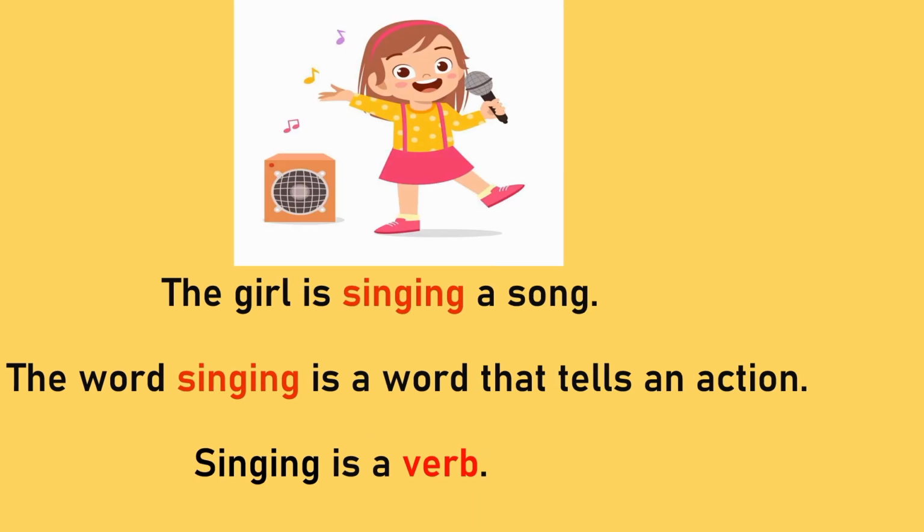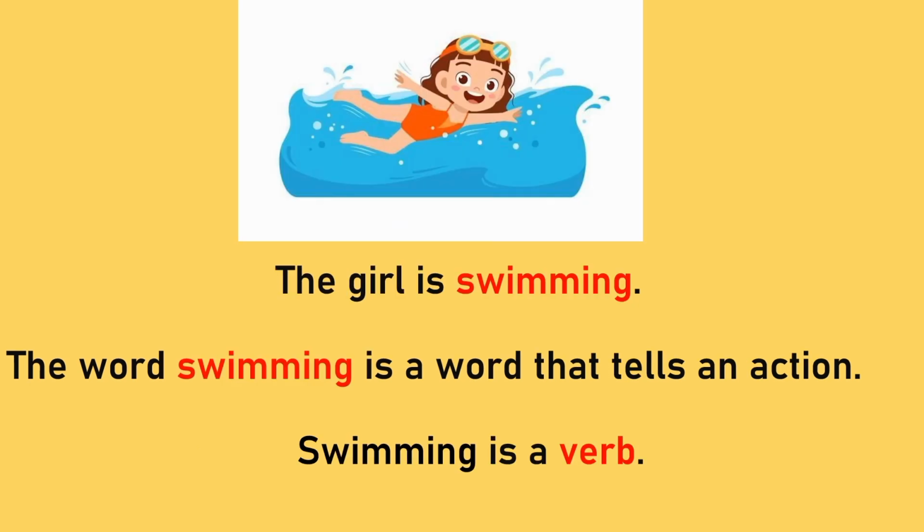The girl is singing a song. The word singing is a word that tells an action. So here singing is a verb. The girl is swimming. The word swimming is a word that tells an action. Swimming is a verb. So here swimming is a verb.